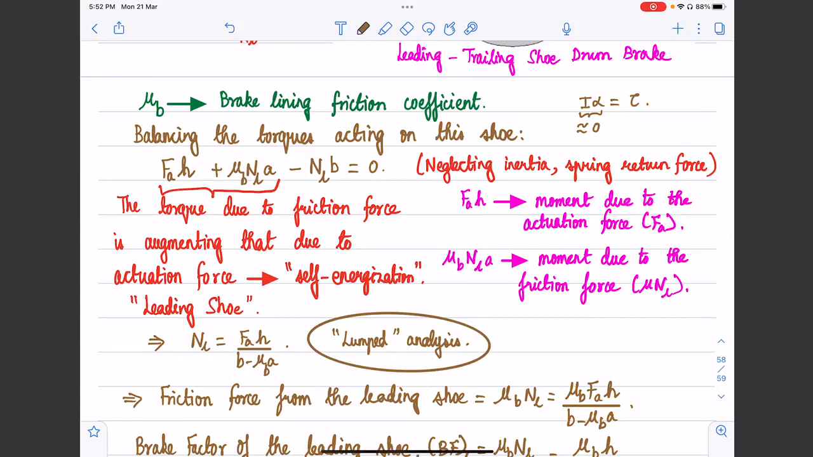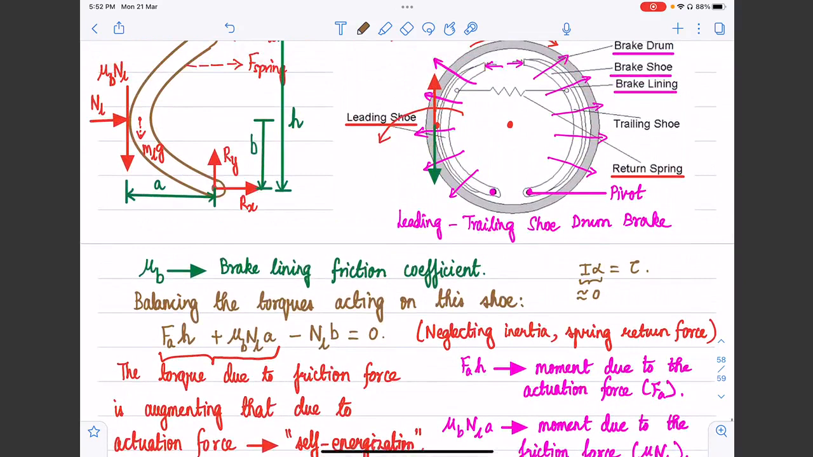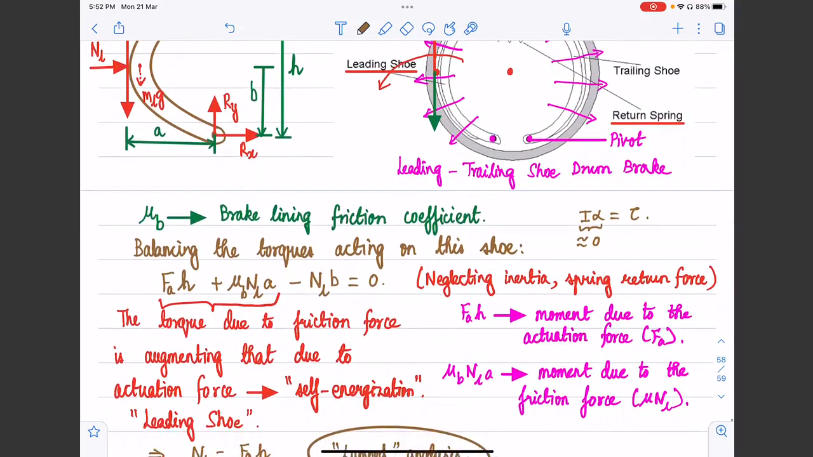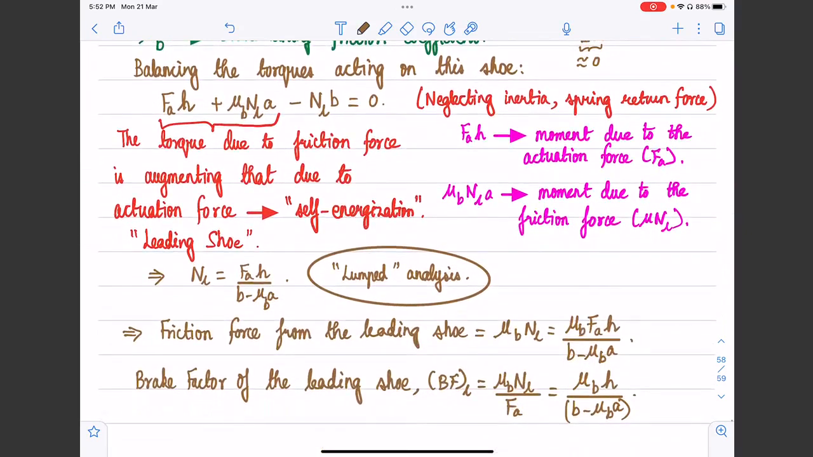Student: Sir, will the wear be different in the leading and the trailing shoe? Yes, we will discuss that, because the loads are going to be different. If you look at the loads on the leading shoe and the trailing shoe, the forces and normal loads they experience will be different. We will see that the normal load on the leading shoe is greater than the normal load and the friction forces on the trailing shoe.